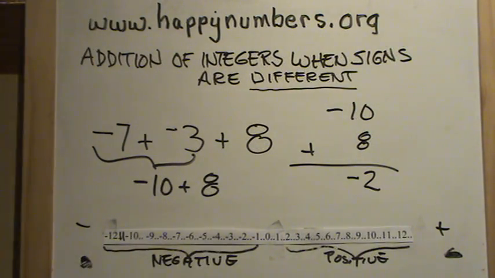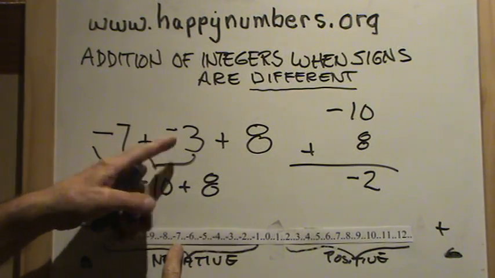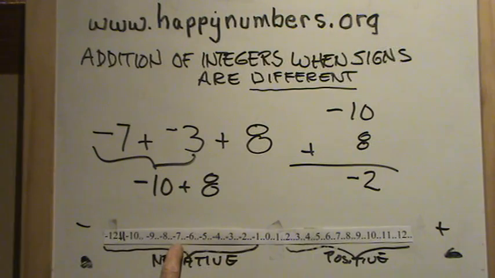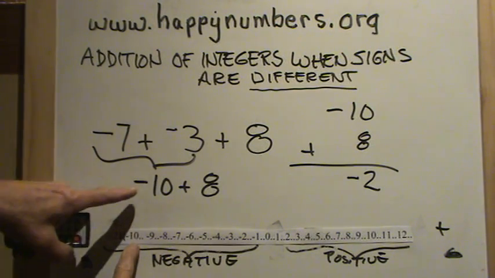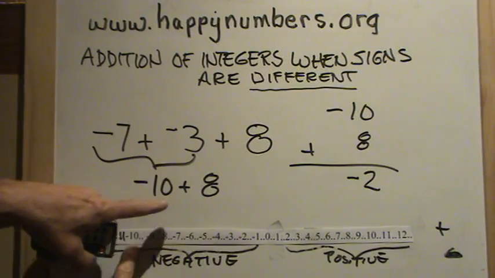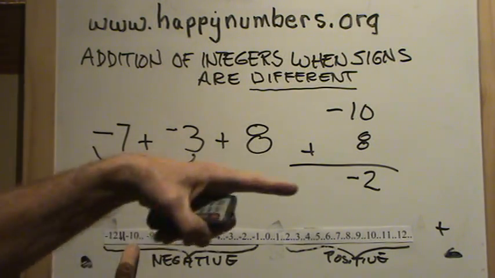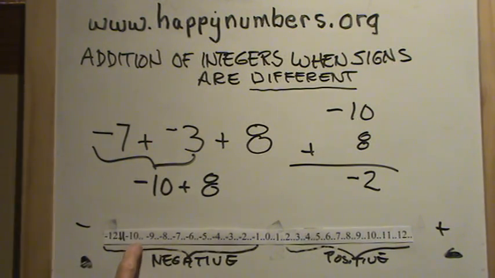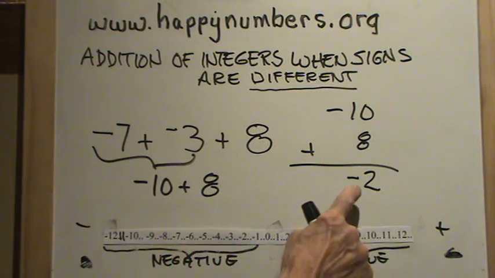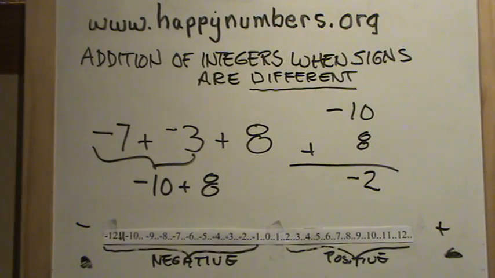And let's look at the number line on that one. I have a -7, and I'm going to add to it in a negative direction 3 more. 1, 2, 3. I wind up with a -10. And now I'm going to add in a positive direction 8. 1, 2, 3, 4, 5, 6, 7, 8, and I wind up with a -2.